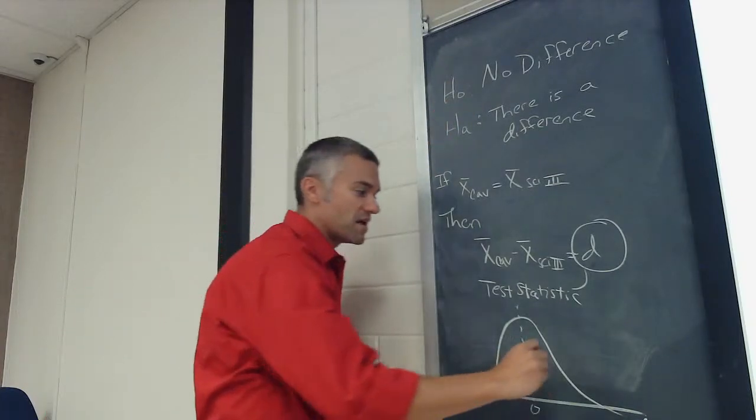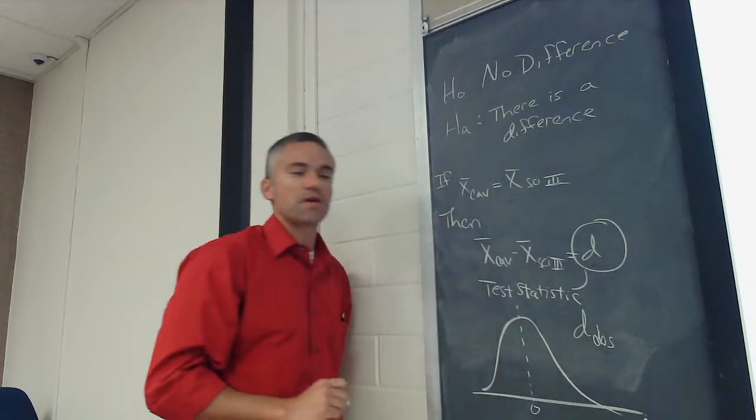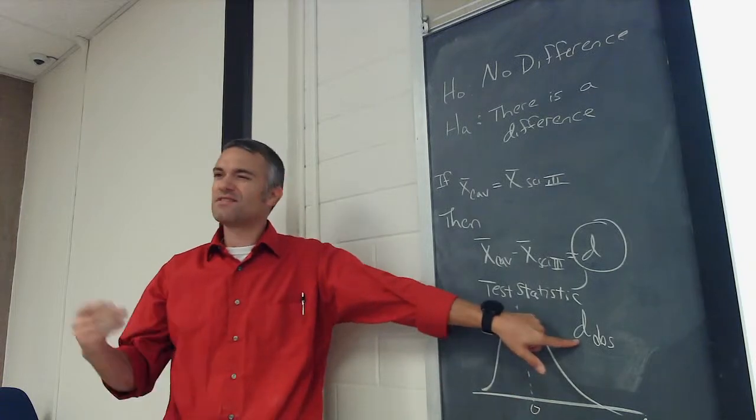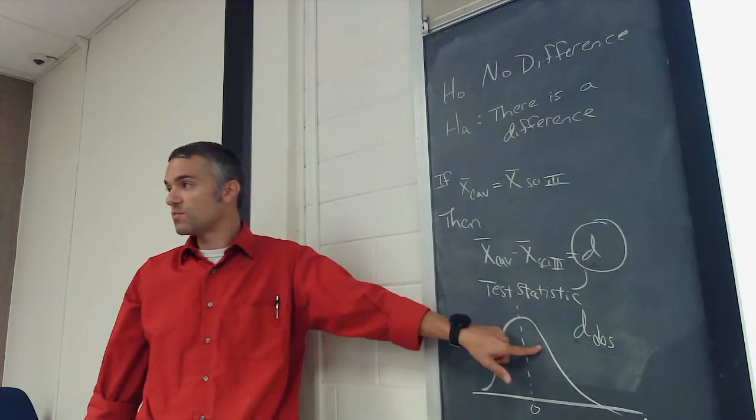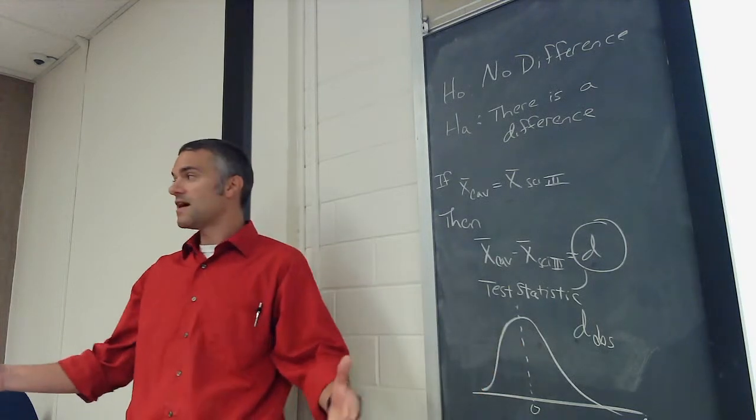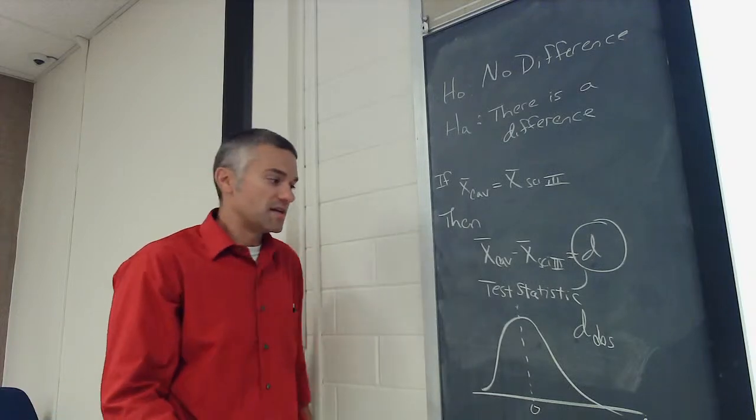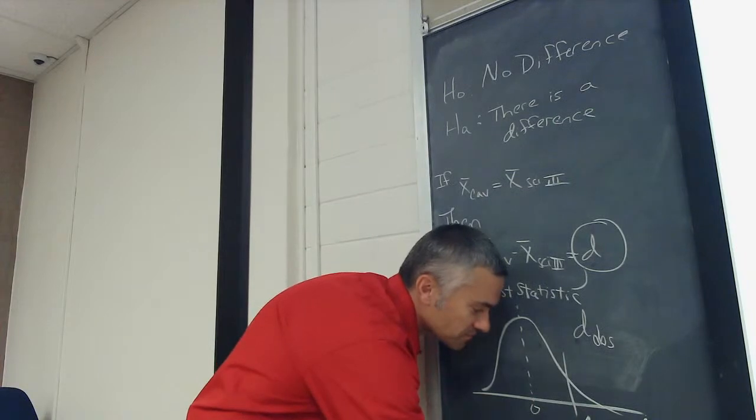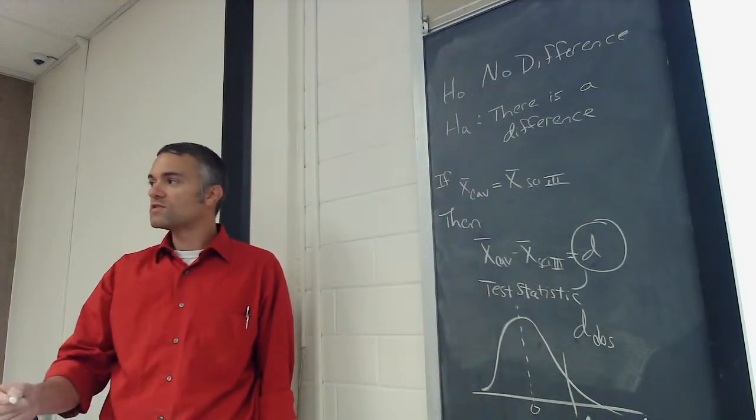And then we have a D observed. This is what we actually observed. Now, the D observed, our observed test statistic, is part of our null distribution. It's an entirely possible outcome. But what we're interested in is, where does our D observed fall on the histogram? Where does it fall on the histogram?